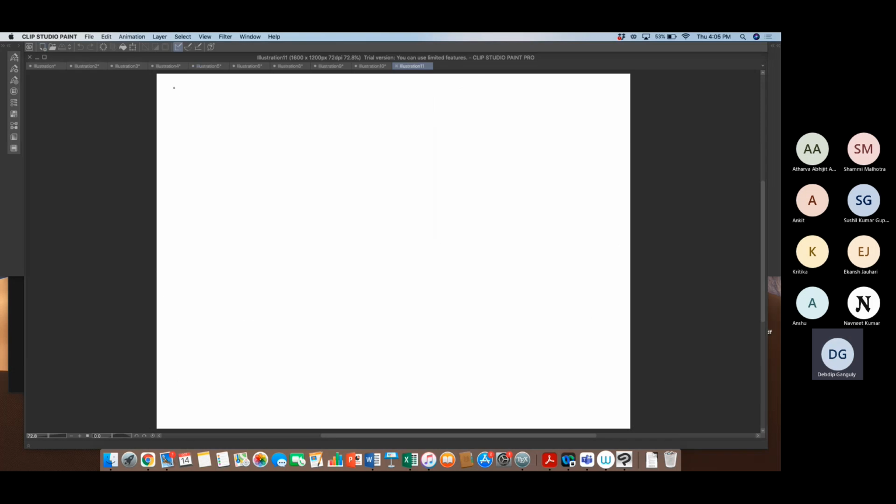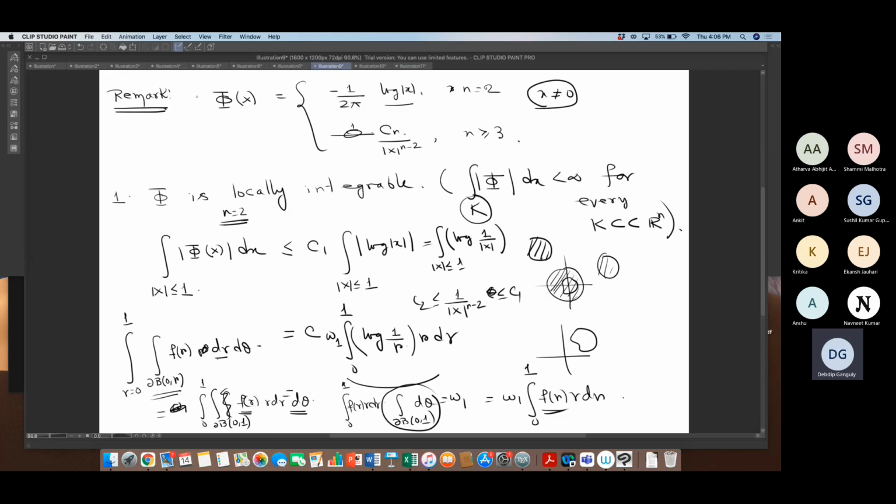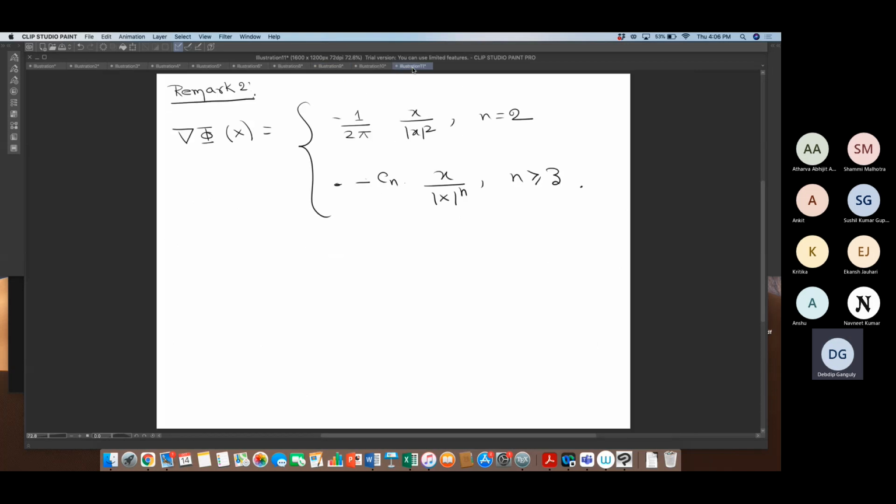Remark 2. What is the gradient of phi? So we just take the gradient. If you see, this is x by mod x squared if n equal to 2, and this is a constant, I am writing C_n, a constant, times x by mod x to the power n, if n greater than or equal to 3. Okay? So just check. You just take the gradient here. Take the gradient, so you will get this.